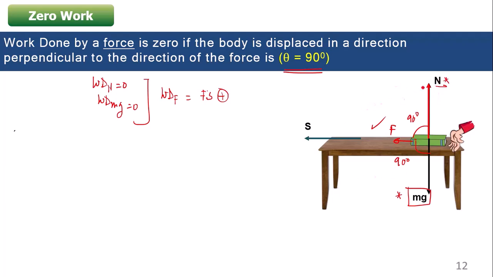So for three different forces, what are some different values of work? One work is positive, one is negative, and another work is zero. Why zero? Because in this situation, theta becomes 90 degrees. Whenever theta becomes 90 degrees, the work done by these forces is zero, because cos 90 becomes zero.